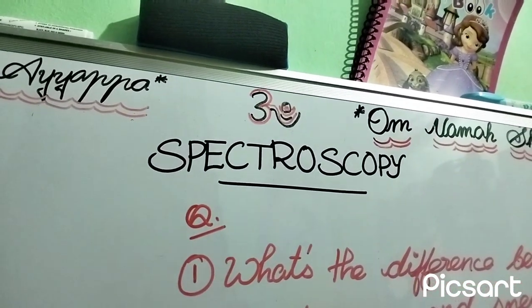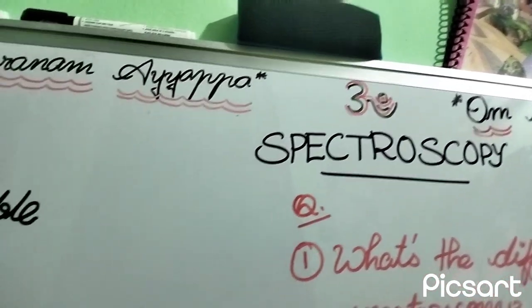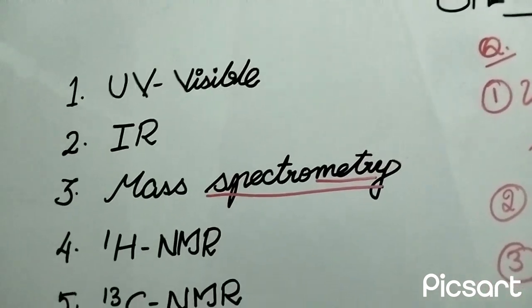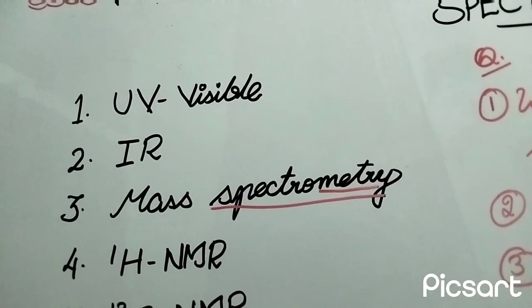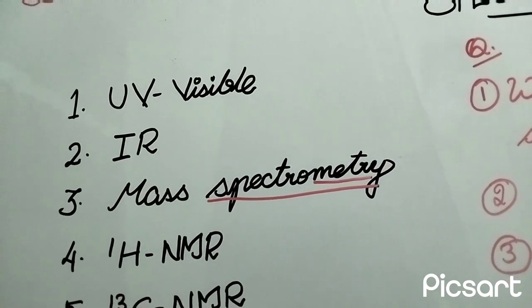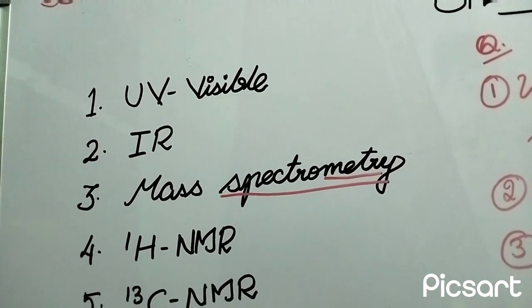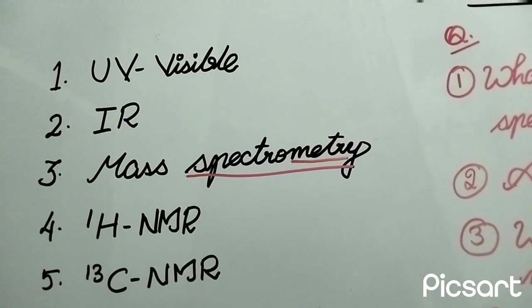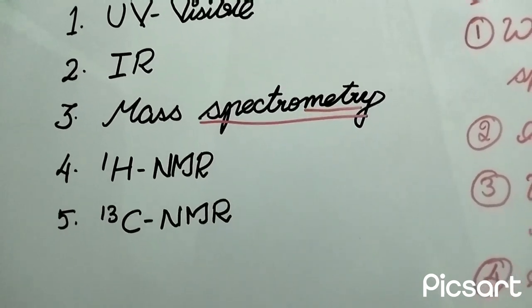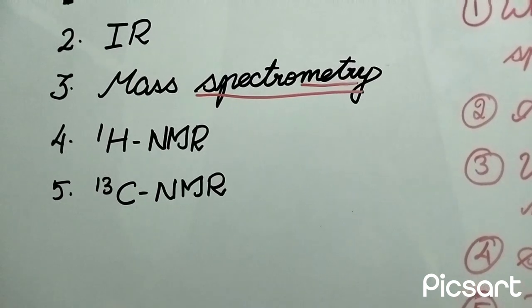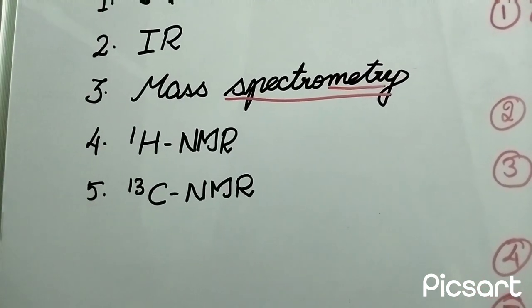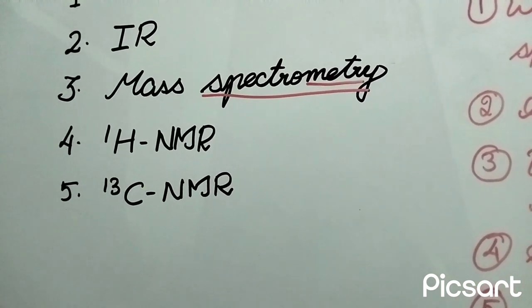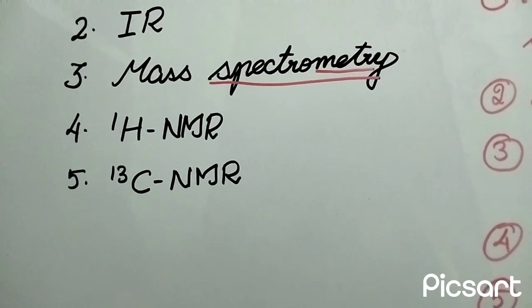Today we are going to see the spectroscopy. The spectroscopies we are going to see in the coming classes are, first, UV visible spectroscopy, IR spectroscopy, that is nothing but infrared spectroscopy, then mass spectrometry, proton NMR, and C13 NMR. We are going to study all these spectroscopy methods.